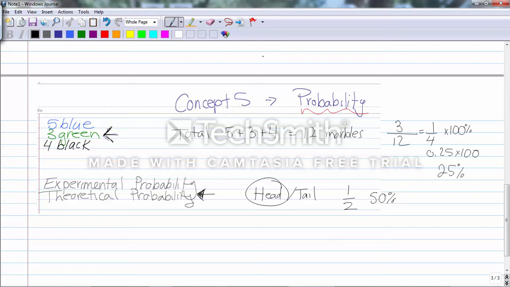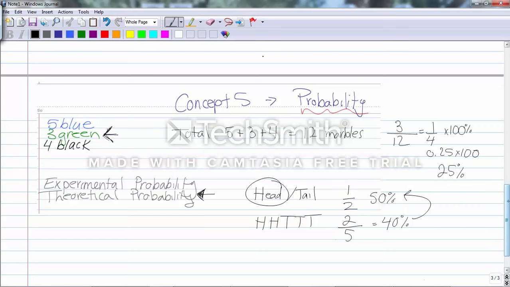Now, experimentally, if I flip that coin 5 times, I might get one head, then two heads, and a tail, and a tail, and a tail. That's a total of 5 times. 2 heads, that's not 50%, right? So that's going to be our experimental probability. That's actually 40%. So if I kept doing this maybe 100 times, 1,000 times, I'd get closer and closer and closer to that theoretical probability if the coins are fair.